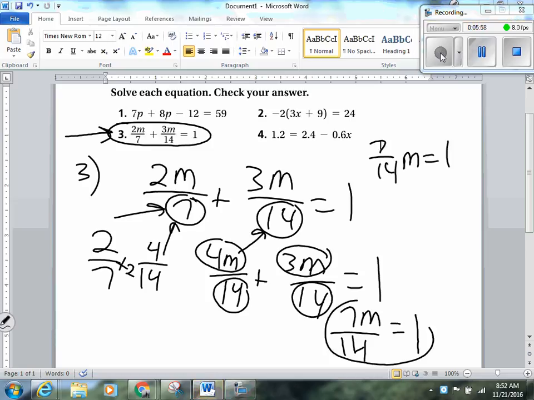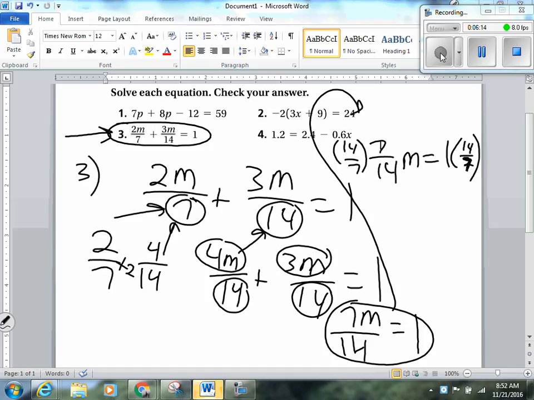So now we're left with this, which I just rewrote up here. So a fraction next to the letter means I'm going to flip it, the reciprocal, and multiply both sides by 14 over 7. These cancel, and I get m equals 14 over 7 times 1 is actually 2. 14 over 7 is 2, and then 2 times 1 is 2.